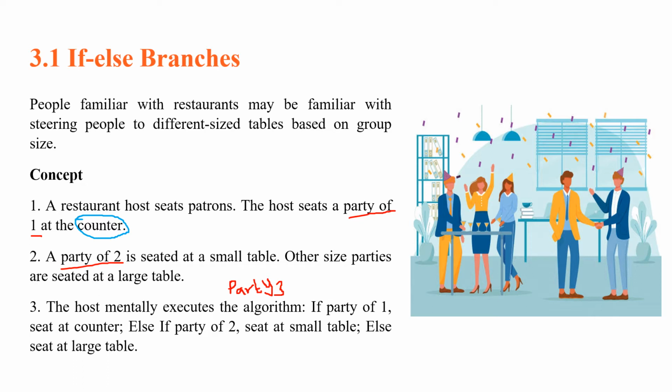The party 2 will be a small group of people, and they can fit in a small table, so the party 2 will be seated in the small table. And the party 3 will be usually a large group of people. They'll be needing a large table, so they'll sit at the large table. Let's see how the if else algorithm works. If else is a branch, so let's see how it works.